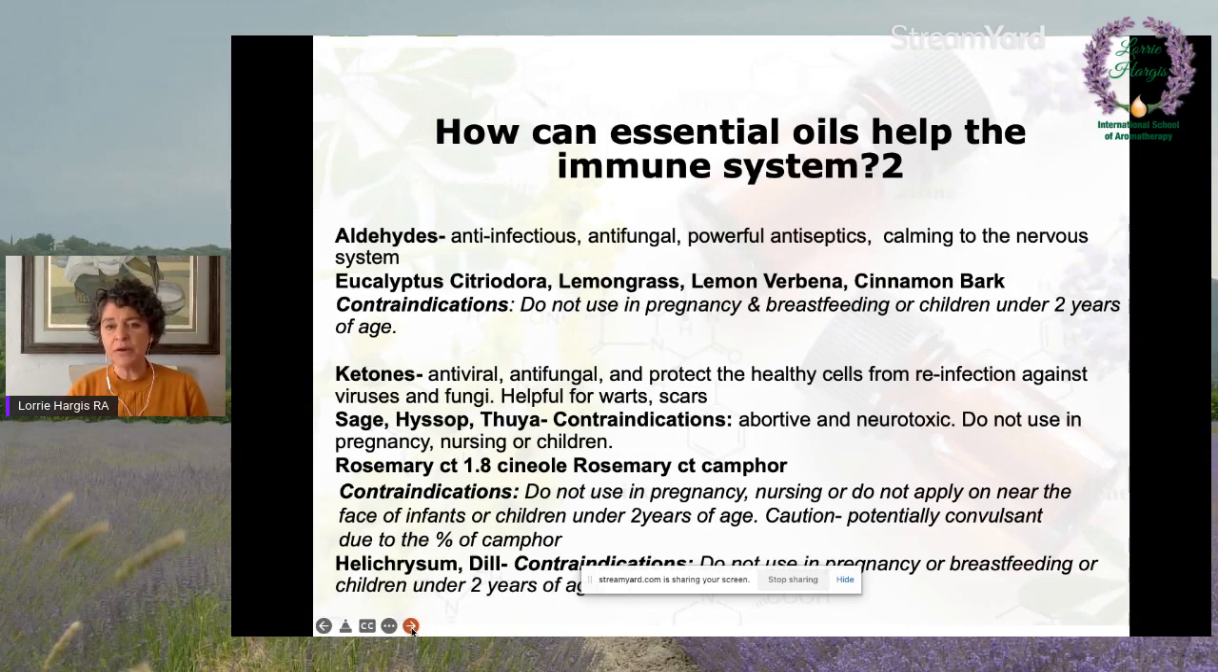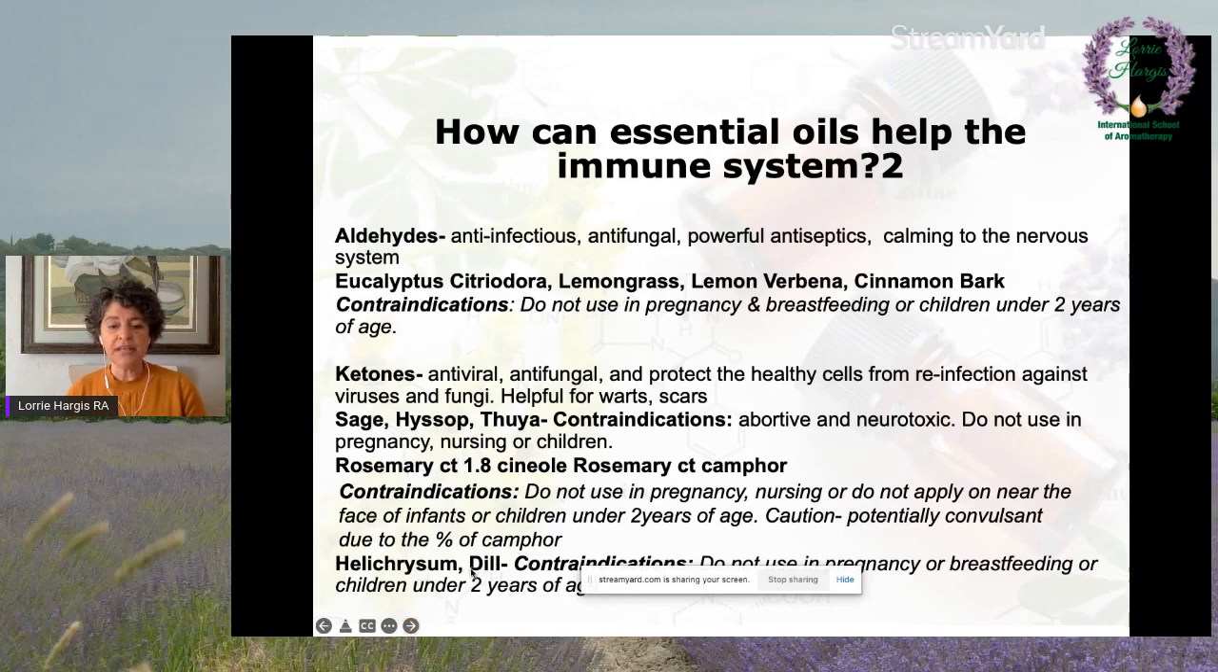Then we have rosemary, which is the chemotype. We have 1,8-cineole, and then we have the other chemotype, rosemary camphor. They contain ketones, but not in the high levels that you have in sage, hyssop, and thuya. Contraindications: do not use in pregnancy, nursing, or apply near the face of infants or children under 2 years of age. Caution: potentially convulsant due to the percentage of camphor. So you have to be careful with that. If someone is epileptic, you need to make sure that rosemary is not going to affect them.